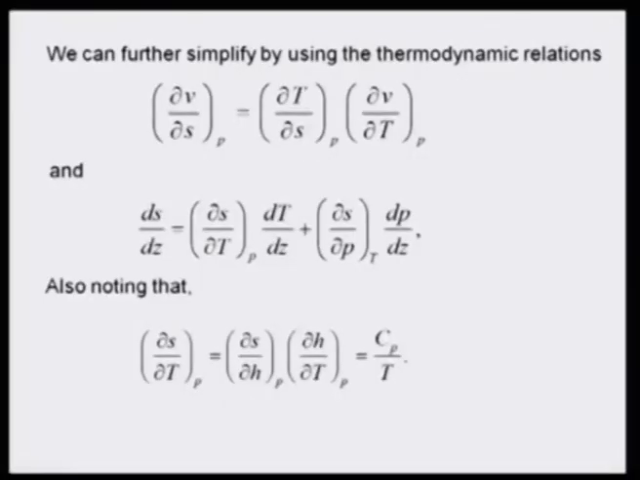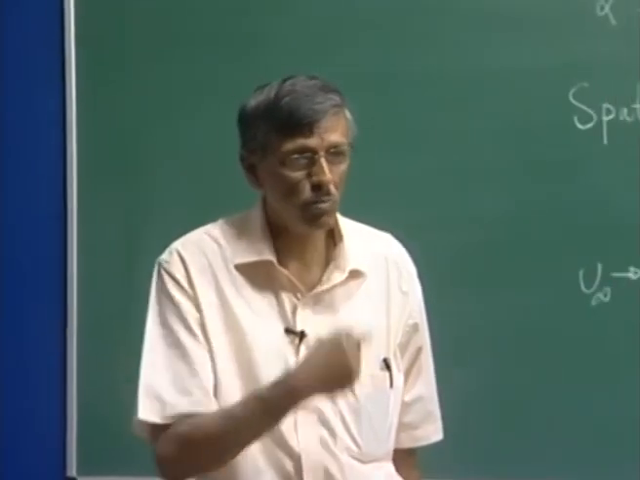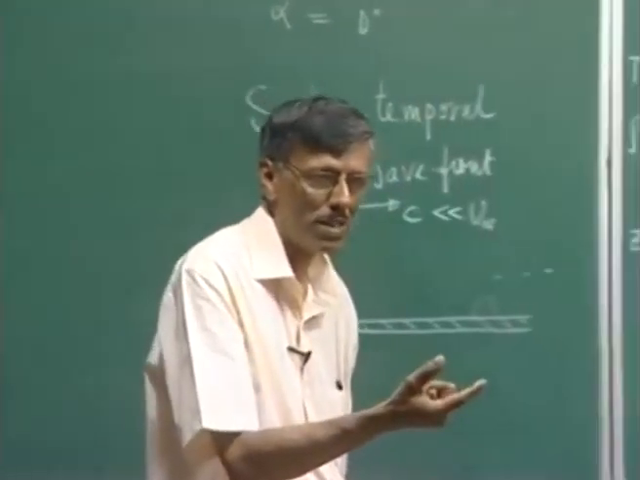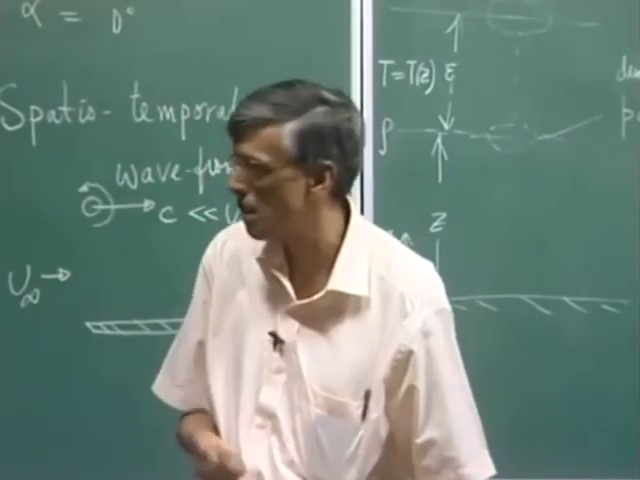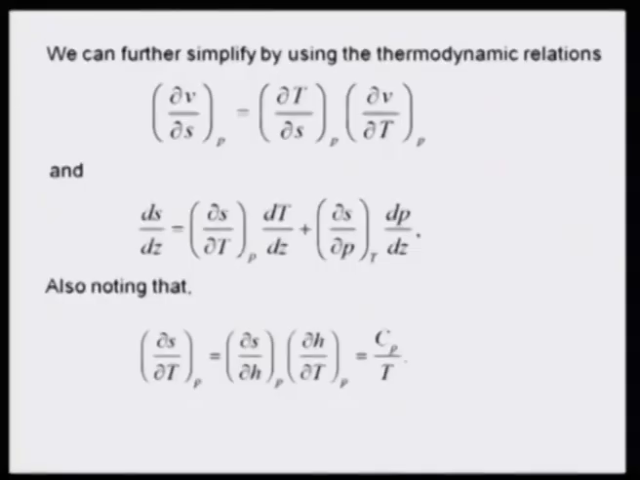And we also have dS/dz. S itself we could also write in terms of two thermodynamic properties. So let us write S as a function of T and P, we can do that. If I do that, then dS should be equal to (∂S/∂T) at constant P times dT plus (∂S/∂P) at constant T times dP. So now if I try to find dS/dz, I will get this.